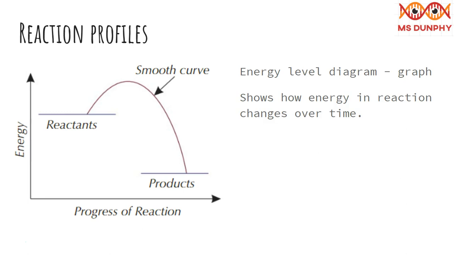A reaction profile or energy level diagram is a graph that shows how the energy in a reaction changes as the reaction progresses. The graph starts at the energy level of the reactants and finishes at the energy level of the products. These 2 points are usually joined by a smooth curve. There are 3 useful pieces of information you can find from a reaction profile.